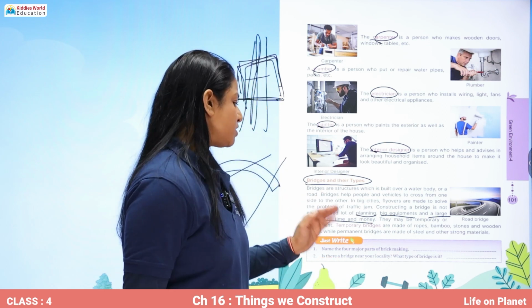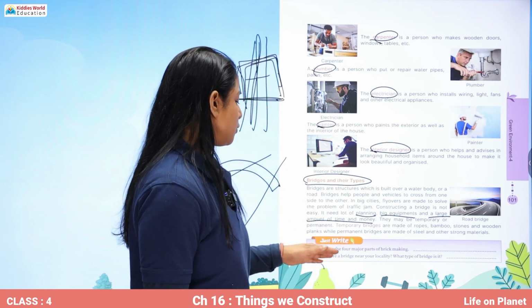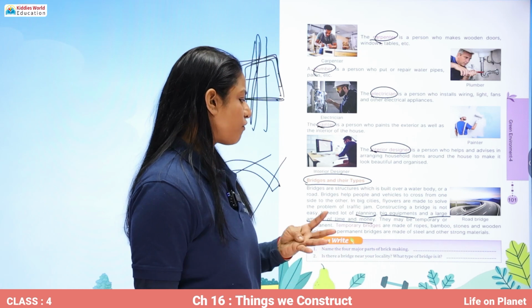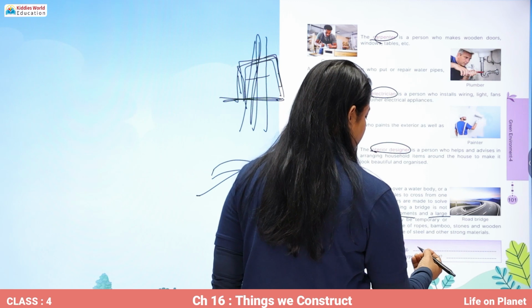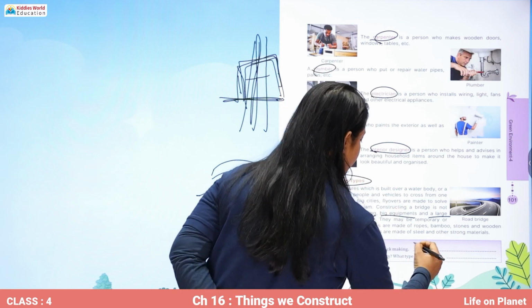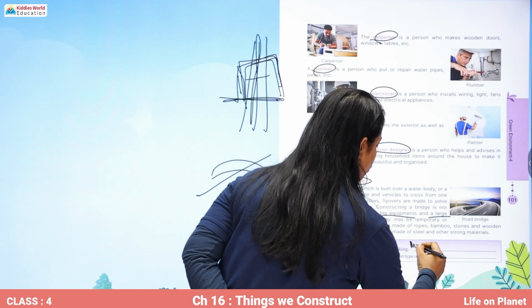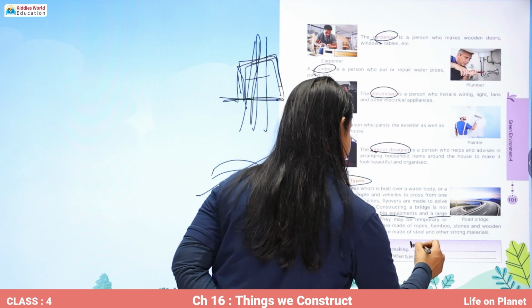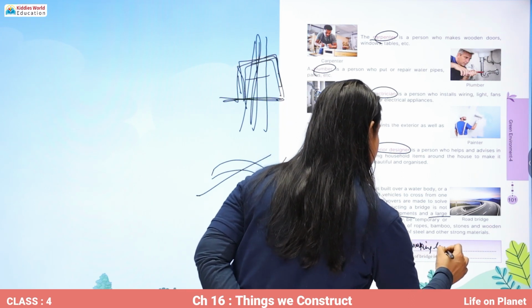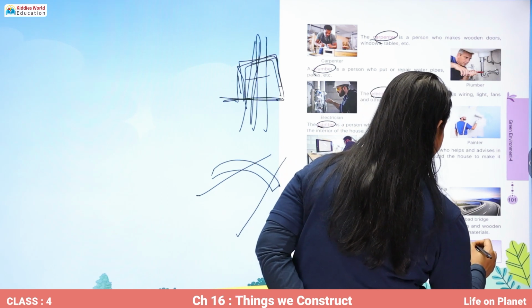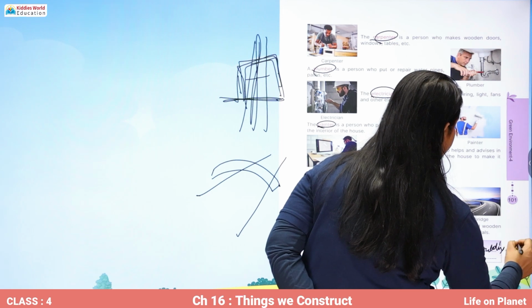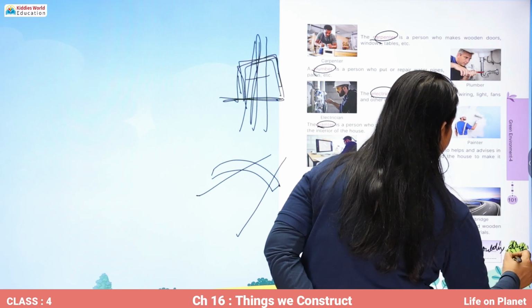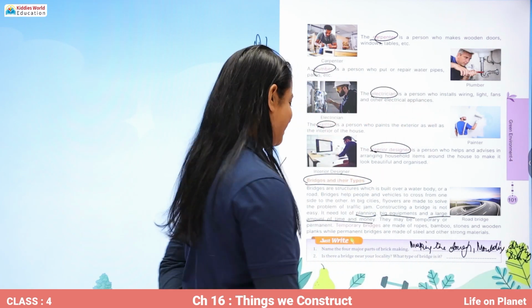So let's write that you have to name the 4 major parts of brick making. Number 1 is first making the dough, then molding it, then drying it, and then burning it. I'm not writing it in full, you have to write it in full.